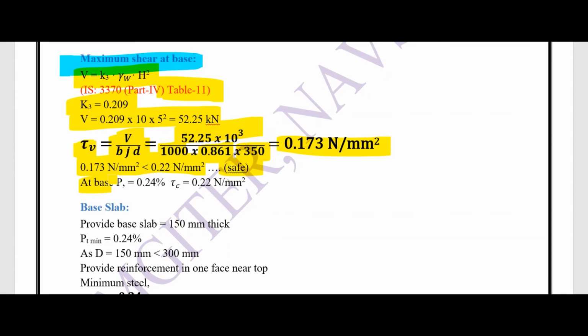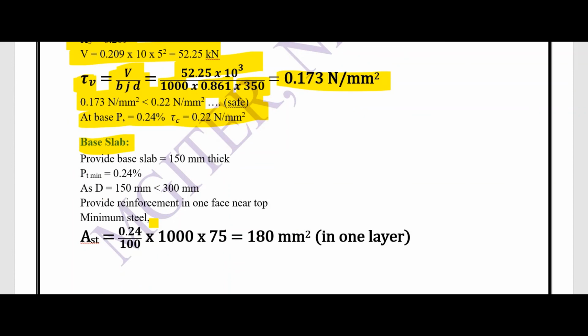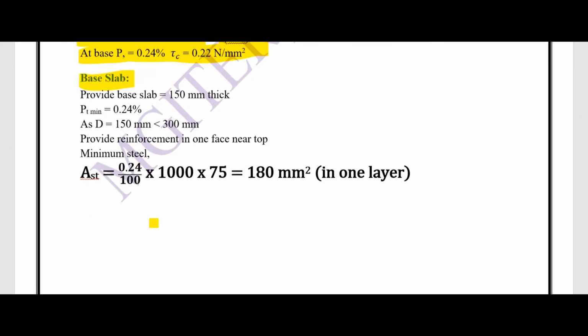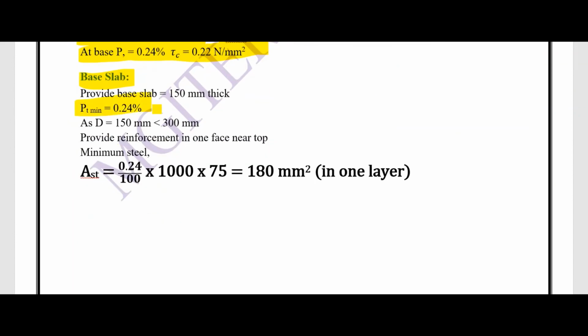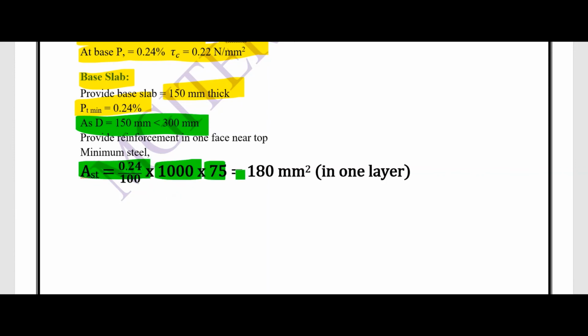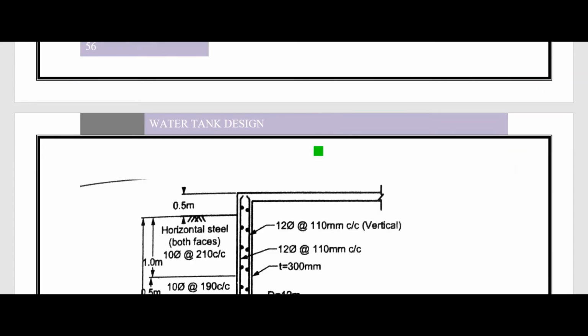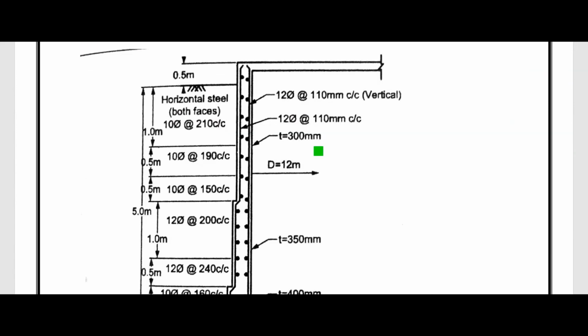So at base P is equal to 0.24%, so tau C is equal to 0.22. Now we have to design the base slab. For the base slab, we provide 0.24% steel for the 150 mm thickness. So provide AST as 0.24 divided by 100 into 1000 into 75, so 180 mm square. So our design is completed.